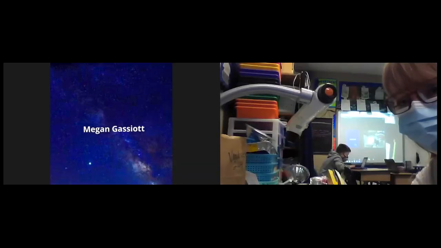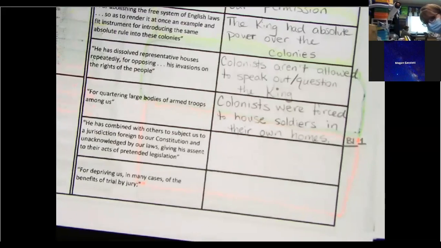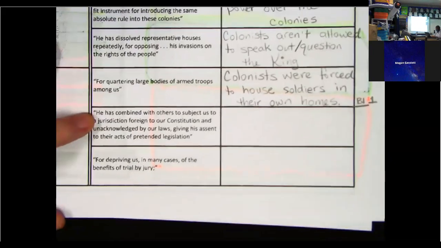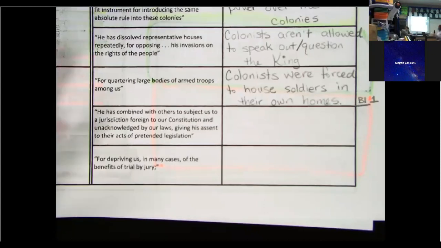Because we did so much of this Friday. Okay, so this phrase, one of the grievances in the Declaration: he has combined with others to subject us to a jurisdiction foreign to our Constitution and unacknowledged by our laws, giving his assent, which means permission, to their acts of pretended legislation. Got any idea what that means? Have any clue?